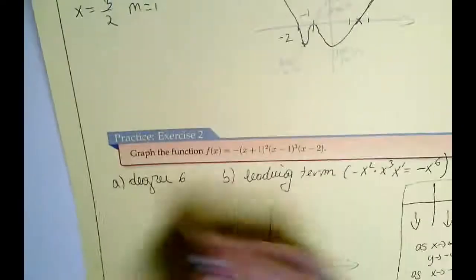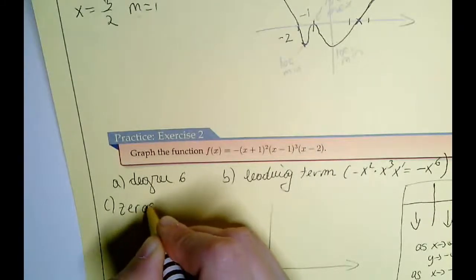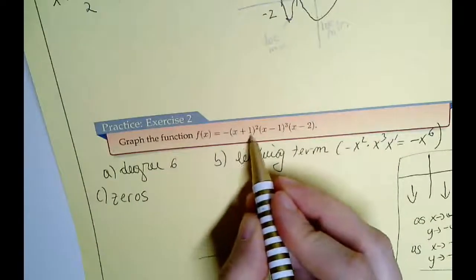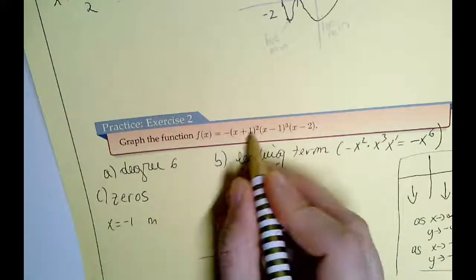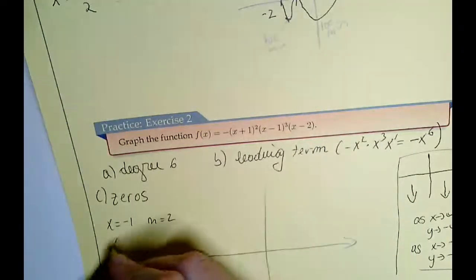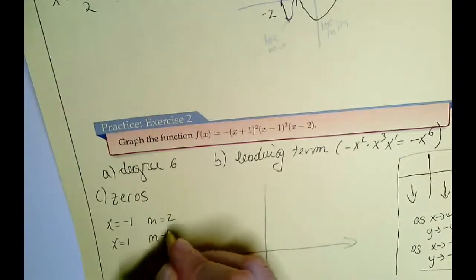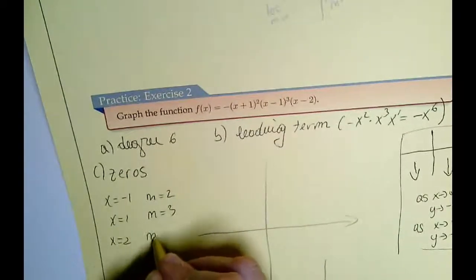Let's see what are the zeros now with their multiplicity. So I have -1, so x equals -1 with multiplicity 2. And then I have x equals 1 with multiplicity 3. And then x equals 2 with multiplicity 1.